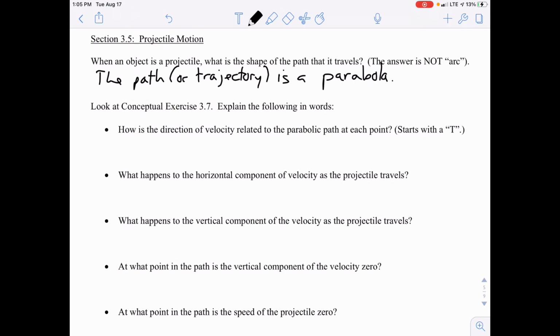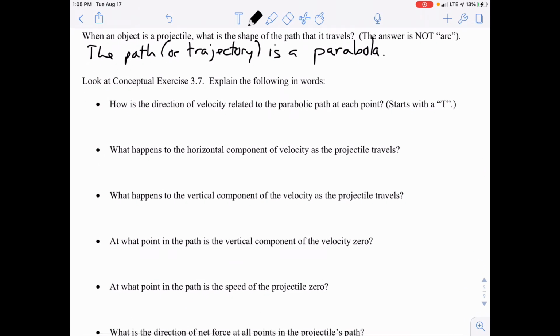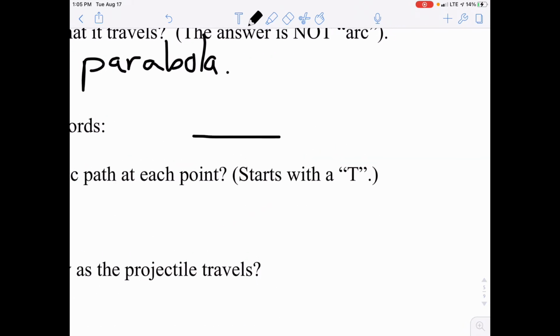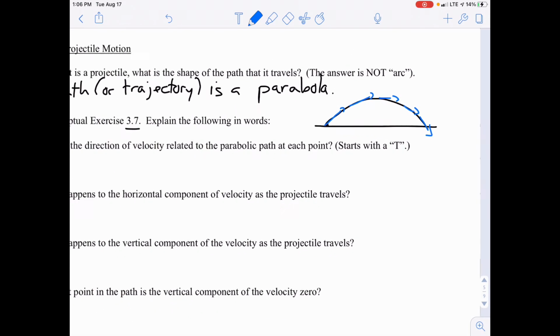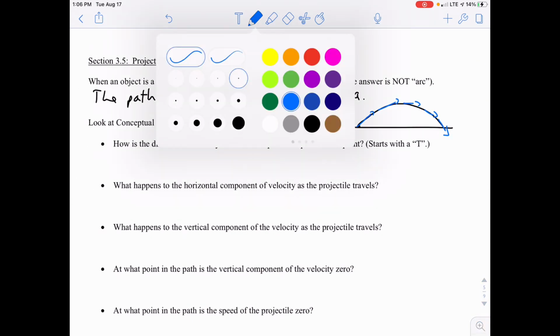Now, let's take a look at this right here. Now, it does say that you could look at conceptual exercise 3.7 in the electronic textbook, but feel free to follow along with the video here. You can do either. How is the direction of velocity related to the parabolic path at each point? So a projectile might look like this. An object flies through the air, right? And we can talk about the velocity as being tangent to the parabolic path. And that's exactly, each of those blue arrows is a velocity.